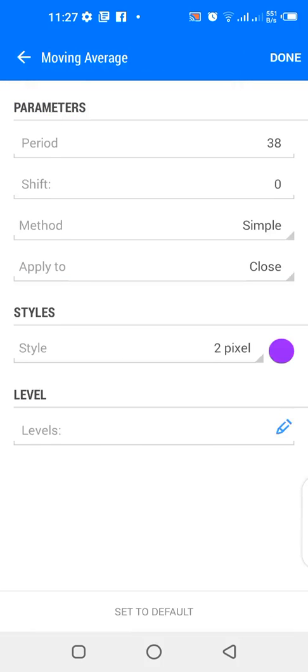The third moving average, we have 38 period, shift is 0, method is simple, apply to close, and the color is purple. Then we have 10 period, shift is 0, method is simple, apply to close, and the color is blue. Then on the main chart, the final moving average is 2 period, shift is 0, method is exponential this time around, apply to close, and the color is red.